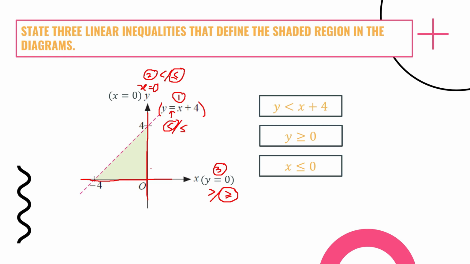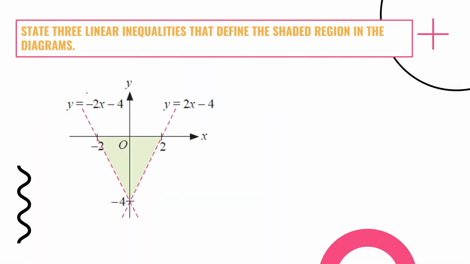Okay, second example. From this graph, we need to determine where the shaded area is. The shaded area is this green part. There are three equations that surround this shaded region, which are this line, and this line.